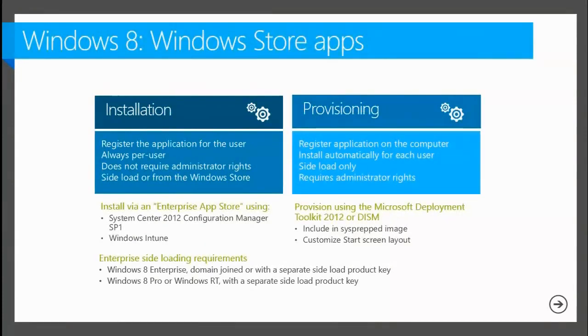The requirements to enable sideloading: you need to be running Windows 8 Enterprise joined to Active Directory, where sideloading is automatically enabled, or you can install a separate sideload product key using slmgr.vbs /ipk and then the product key. It installs like a MAK key, where it has to go out to the internet and activate with Microsoft. But it isn't a MAK key. This is completely separate from operating system activation. This is basically feature enablement to make this sideloading capability possible.